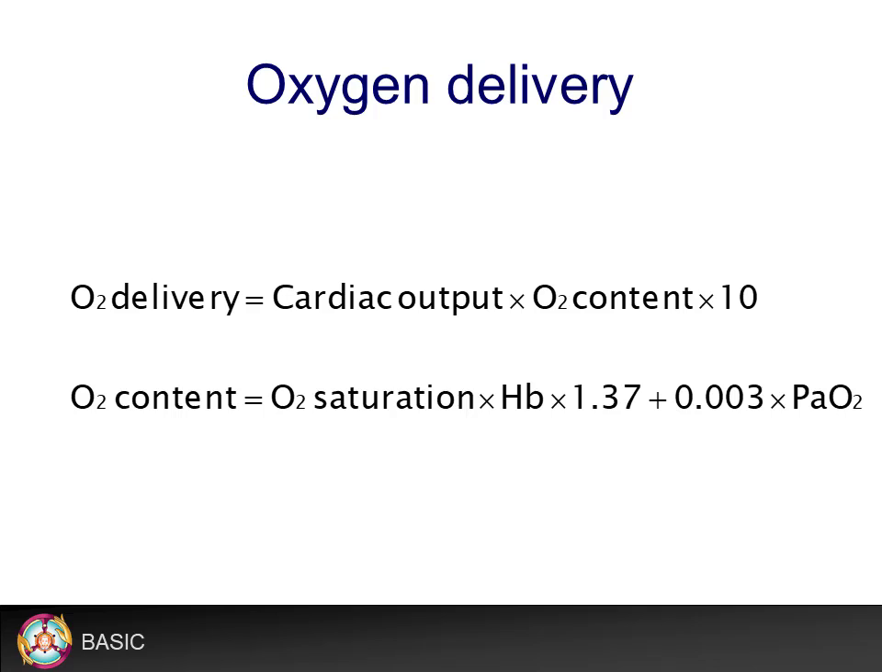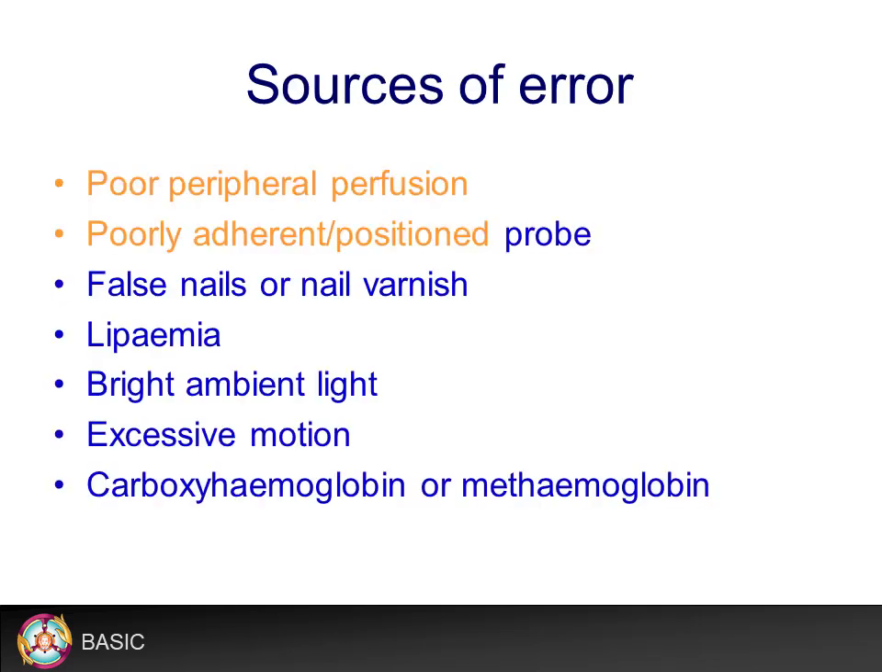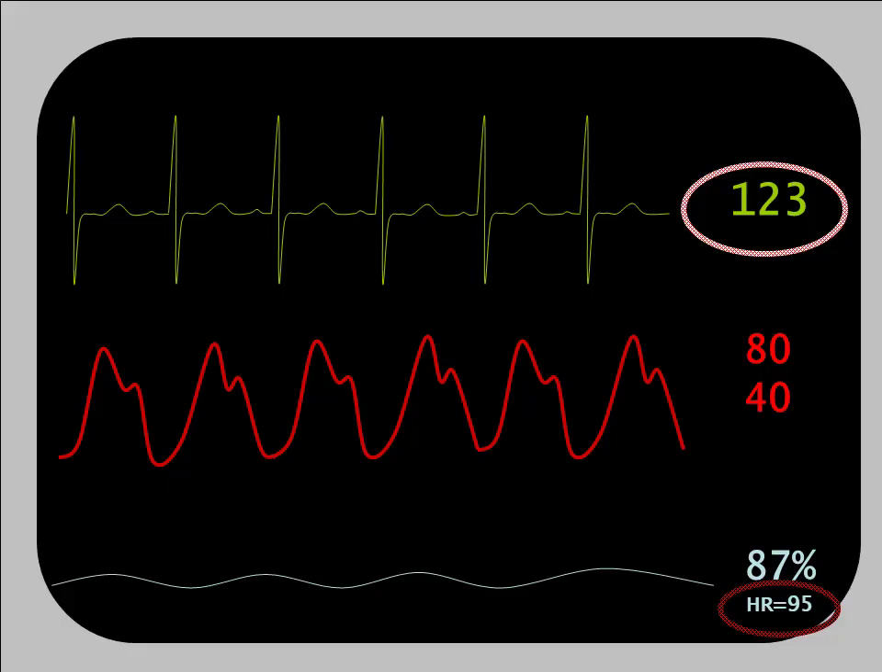There are a number of sources of error in pulse oximetry, of which the two most common are poor peripheral perfusion and a poorly adherent or positioned probe. Both of these errors can be detected with fair reliability by comparing the pulse rate detected by the pulse oximeter with the heart rate determined from the ECG. If there is a significant discrepancy, the oxygen saturation estimated by pulse oximetry is probably inaccurate.